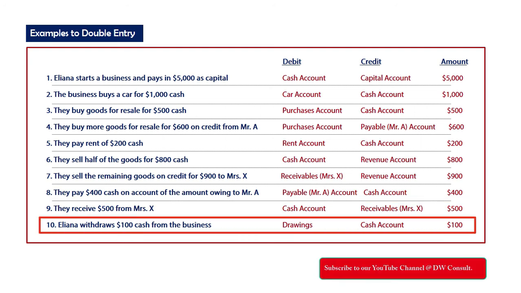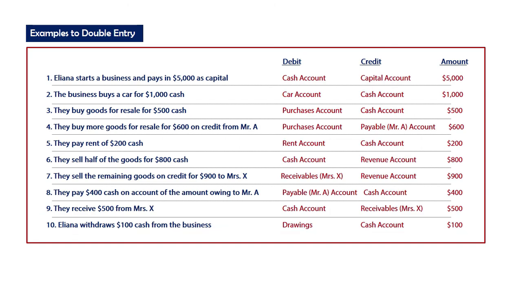The last but not the least example, Eliana withdraws $100 cash from the business. So once an asset is reducing, we would have to credit the cash account, then alternatively debit the drawings account.